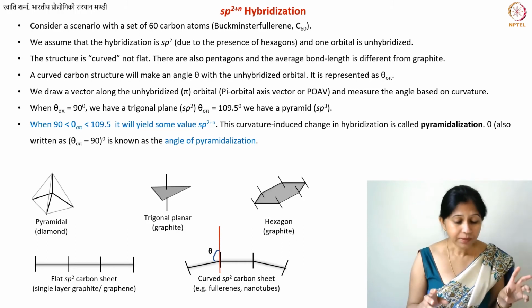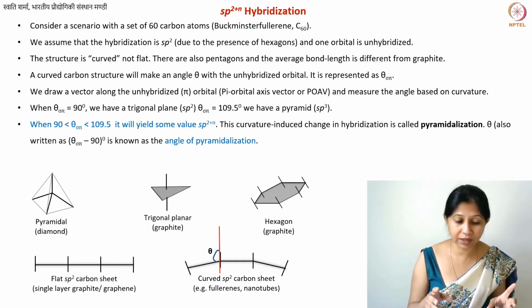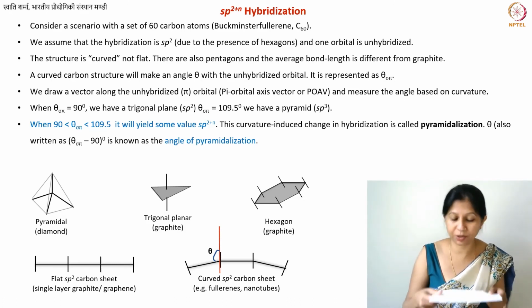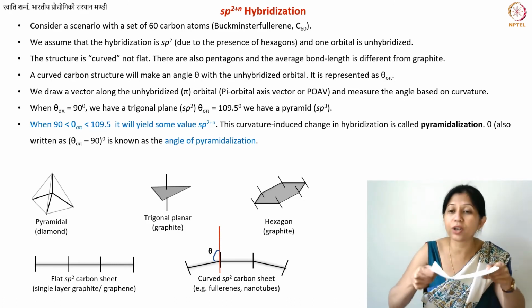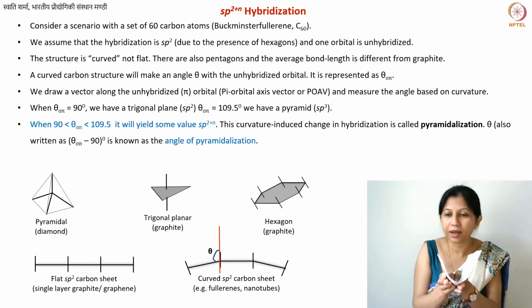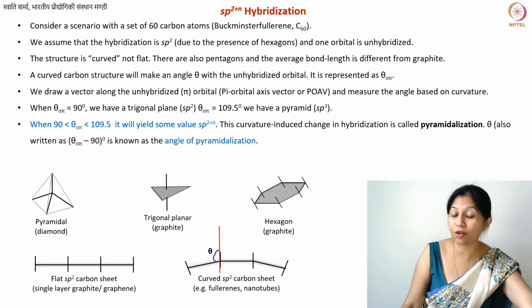What is pyramidalization? Because you had a plane. Why do we call it pyramidalization? Because you had a flat structure and now you're going towards the pyramid, right? So at some point you have the pyramid, but now you're going towards it. So that is why it is called the angle of pyramidalization.